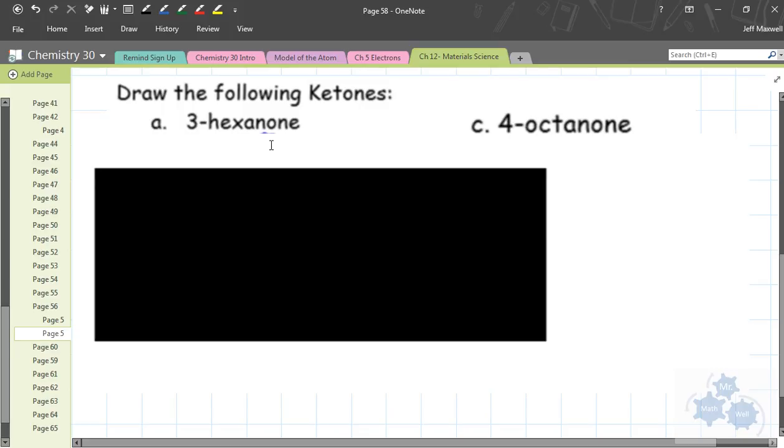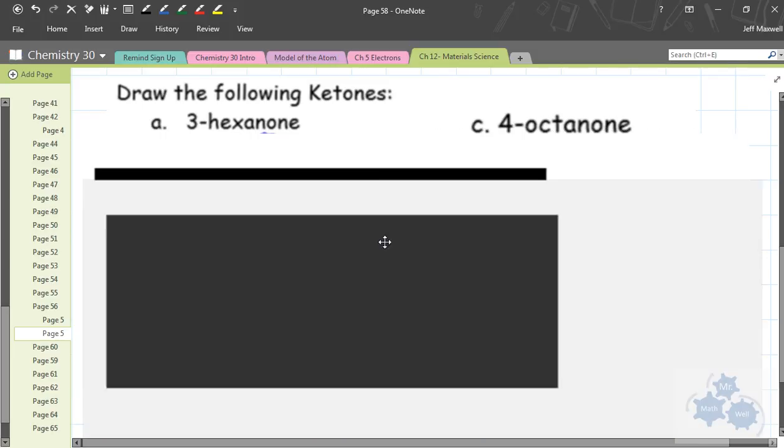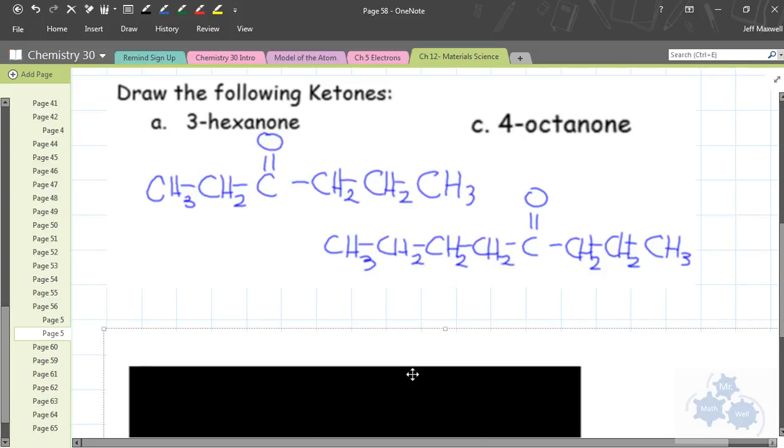So why don't you try your hand at drawing these ketones. This is 3-hexanone and 4-octanone. Alright, so I'll reveal the structures here for these ketones. Let's see if you agree with this here.